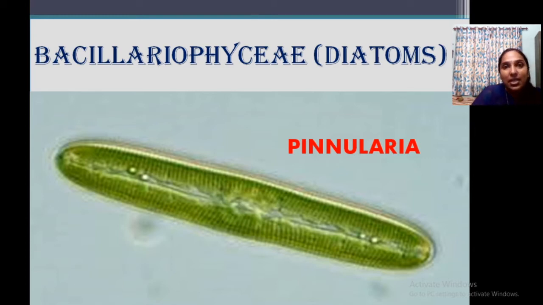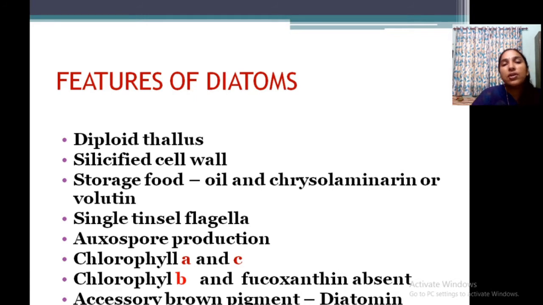Okay. So Bacillariophyceae is otherwise known as diatoms or golden brown algae. They are very microscopic planktonic forms, but they are very beautiful to see under a microscope. So in this class you have to study one member, that is Pinnularia. Now, there are some specific features for diatoms other than what we studied in Chlorophyceae, Xanthophyceae, etc.